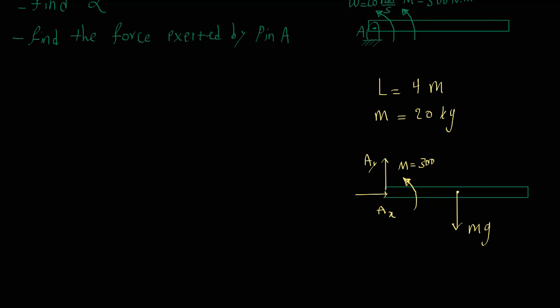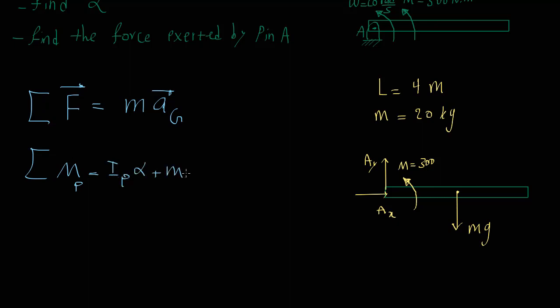Now we can go ahead and write down our equations. What are the equations for a rigid body? Well, we have Newton's equation, which is sigma F equal to m a_G, and we have the Euler equation, which says that sigma M for any arbitrary point P is equal to I_P alpha plus m(x_G a_Py minus y_G a_Px). I think I wrote that down correctly. Yeah, that's correct. This is Newton, and this is Euler.